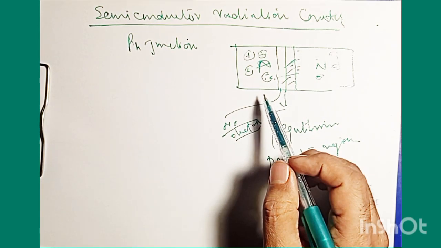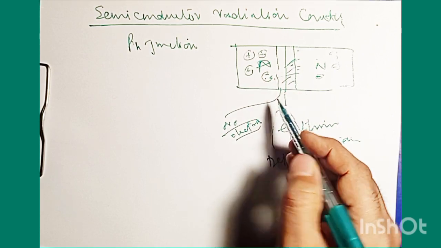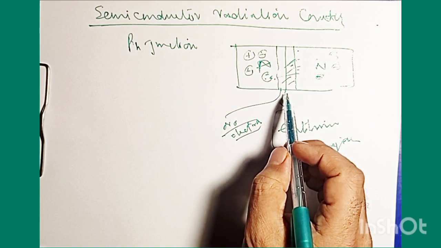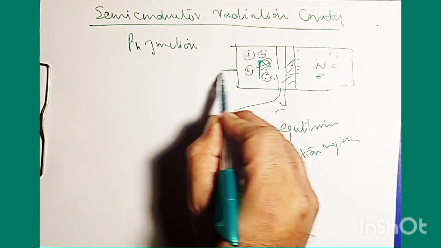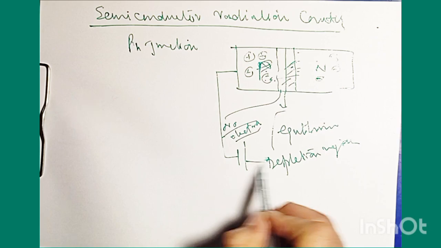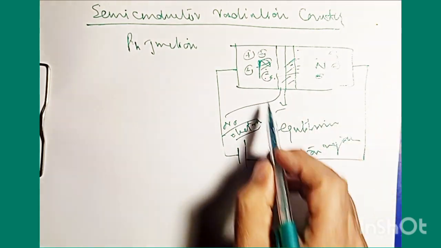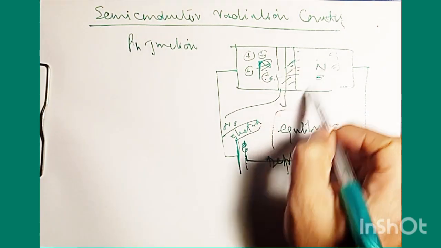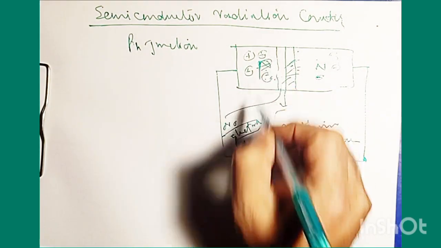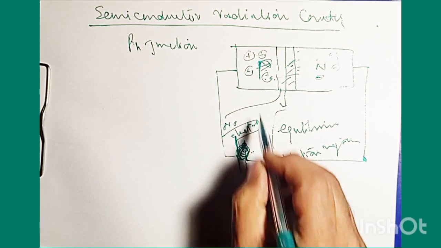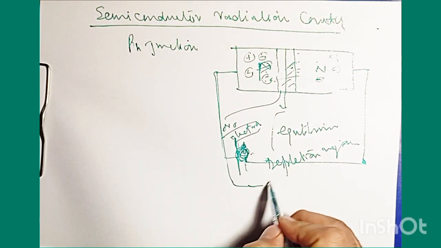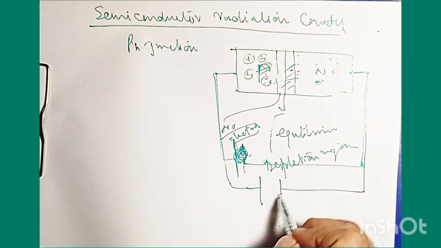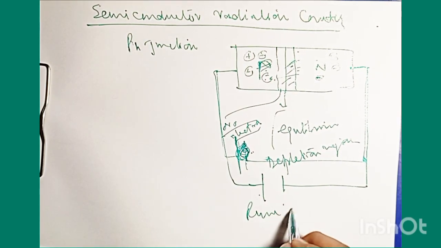So, if we apply an external voltage to produce a reverse bias across this p-n junction: to the p, I will give the positive, and to the n, I will give the negative. So, reverse bias.